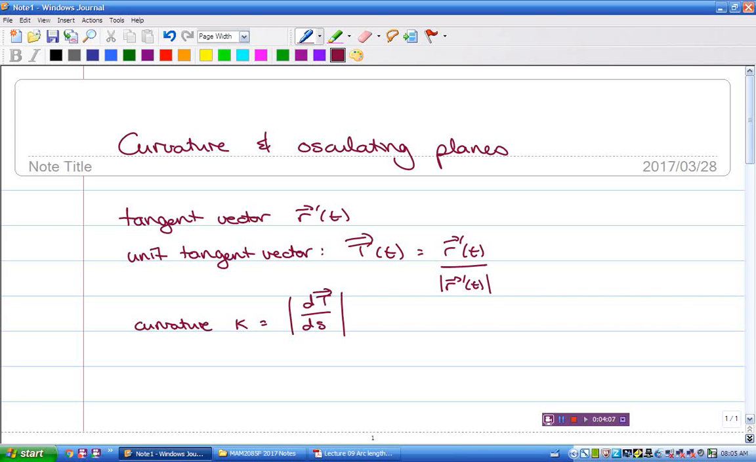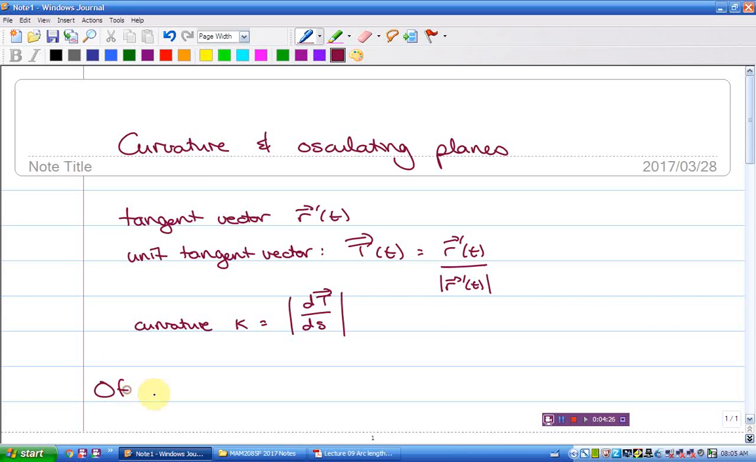Now it's all very well defining curvature that way, but if I said, okay, I'm going to give you a curve, work out kappa at t equals 10, how would you do it? It's not actually a very useful formula to work with, even if it's a nice theoretical definition.